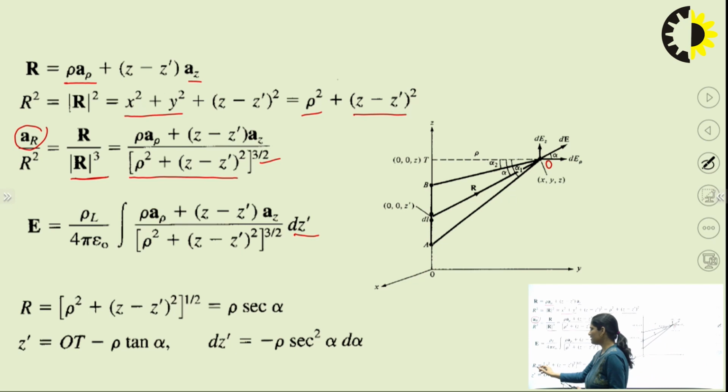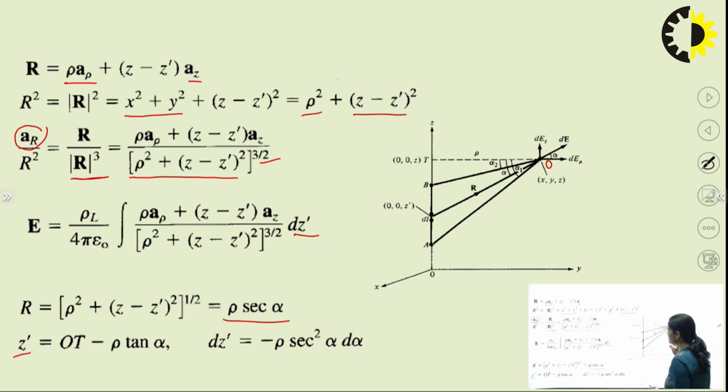Now here r is equal to the bracket rho square plus z minus z dash whole square to the power 1 by 2, that is equal to what? You can find out from this figure, that is equal to rho sec alpha. Now find z dash from this figure, and you will get that this is O, this is T. So OT minus rho tan alpha, this is the value of z dash.